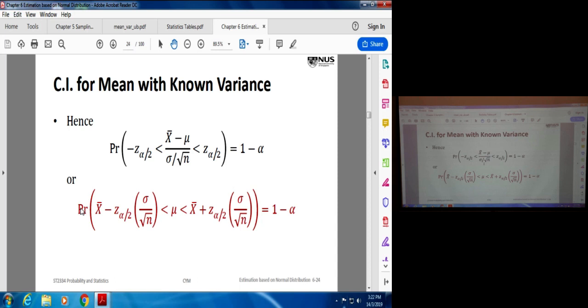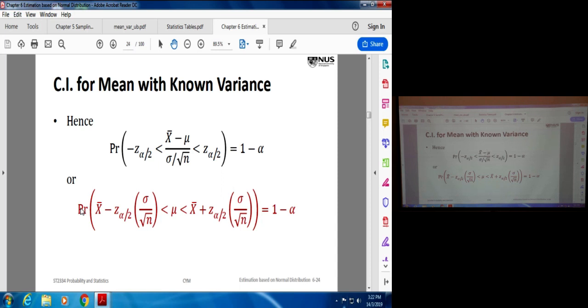I think the previous 2 chapters. Okay, right. So now what can I do? So now I can take this quantity sigma over root 10. I can multiply both sides of the inequality, and then I basically subtract the mean from both sides and multiply by minus 1.